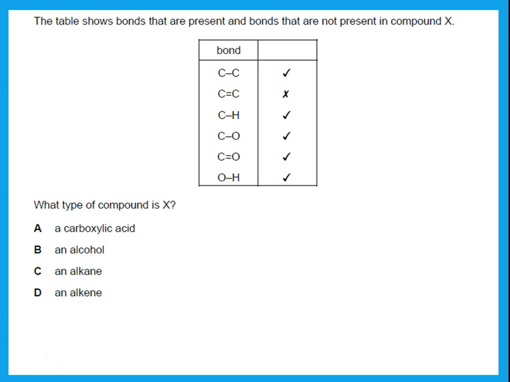Okay, what type of compound is X? So he's saying X has single bonds between carbon, single bonds between hydrogen, and it has a bond between carbon and oxygen, and it has a C double bond O, and it has a bond between O and H. So something that has double bond O, OH must be something looking like this. So that is an acid.